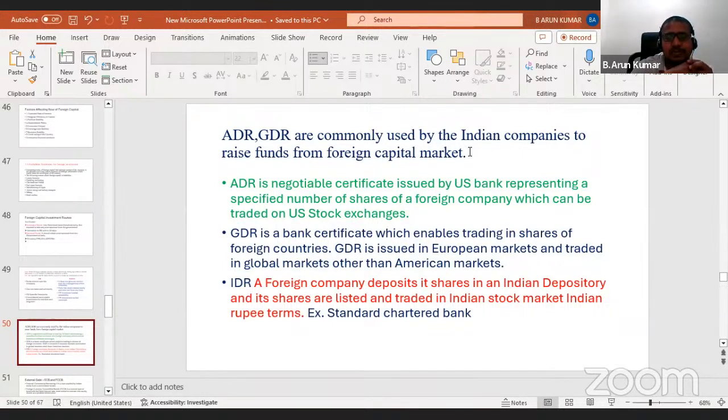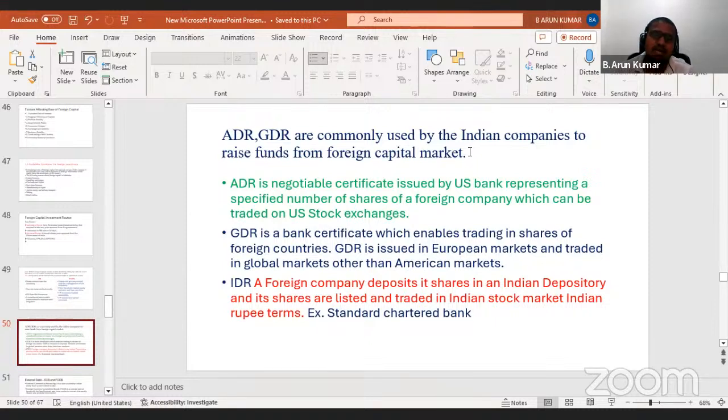Coming to the GDRs, a GDR is a bank certificate which enables trading in shares of foreign countries. GDRs are issued in European markets and traded in global markets other than the American markets. When Indian companies trade their stocks in markets other than the US, we call them GDRs.